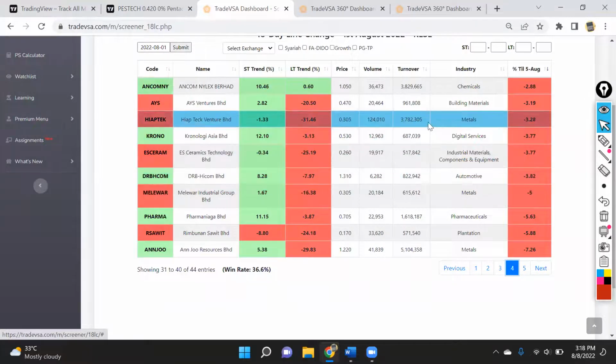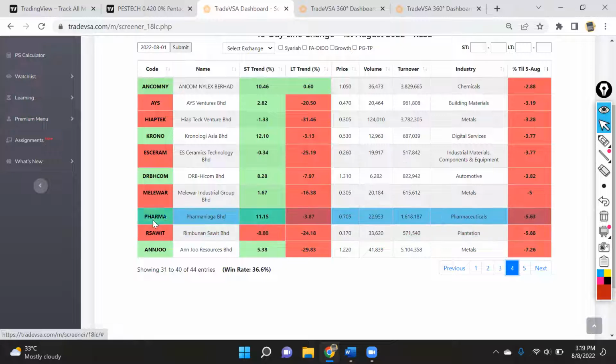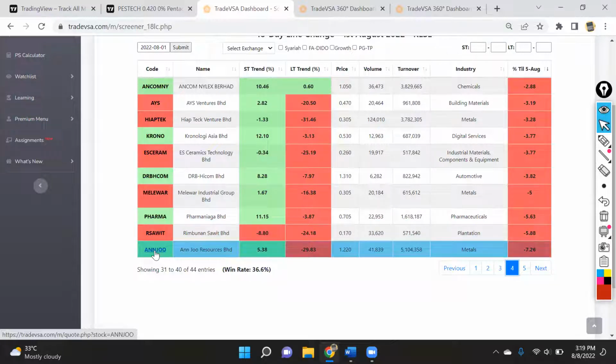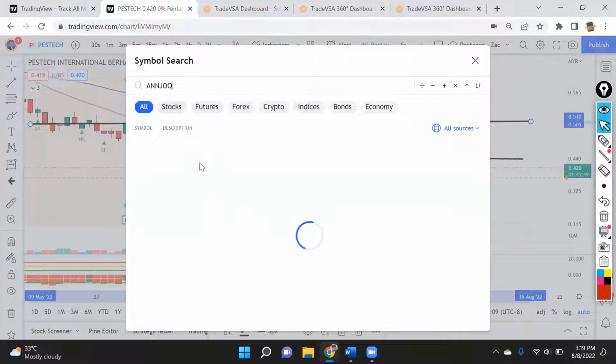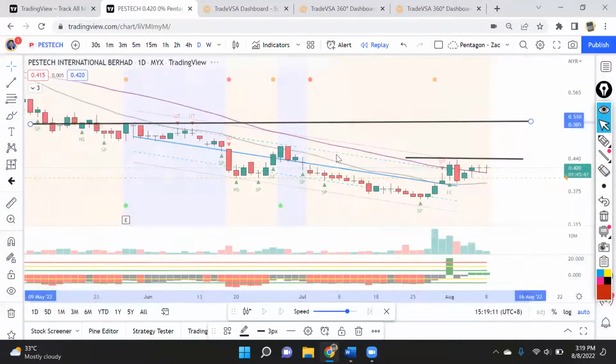Of course, I prefer something with volume. Help take. Okay, help takes. Okay, hopefully it will jalan soon. Anju, let's try Anju. Yesterday I didn't check out Anju. Okay, I want to see whether Anju got a nice movement or not.